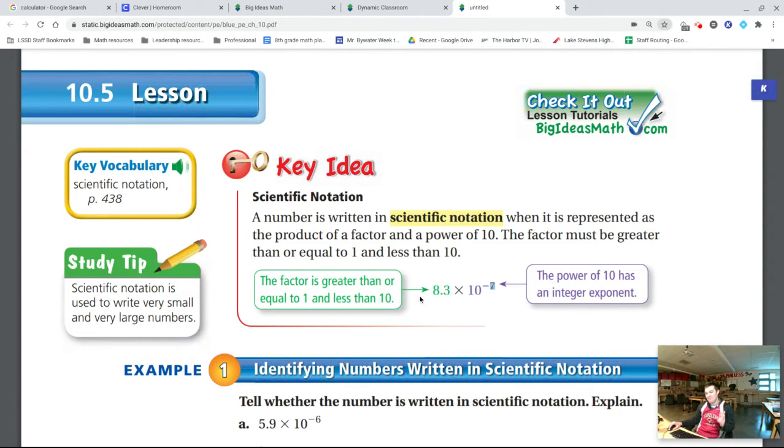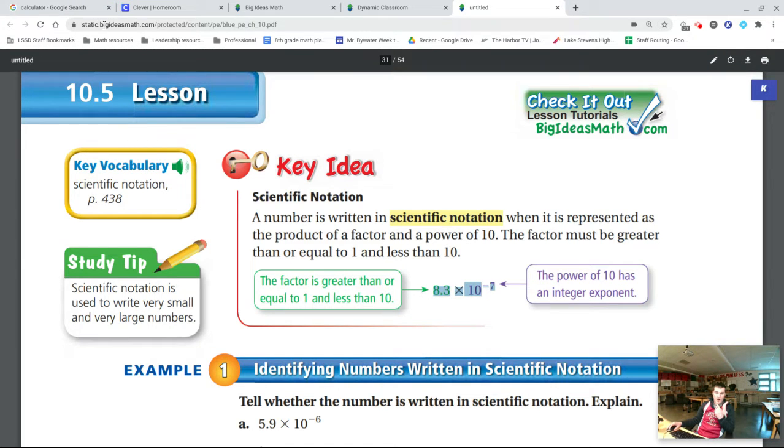Okay, you have a factor, which is this number out front. It has to be between 1 and 10 for it to be correctly written in scientific notation. And then you have a power with a base 10, and together we call it scientific notation. Now, why is scientific notation helpful or relevant or necessary?